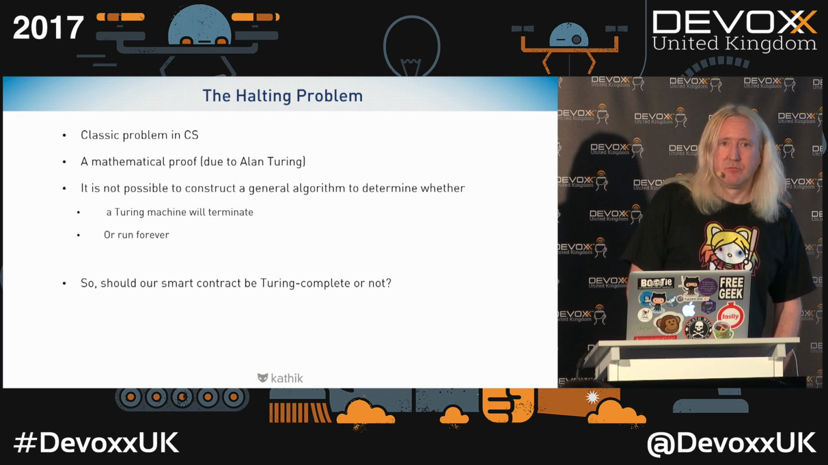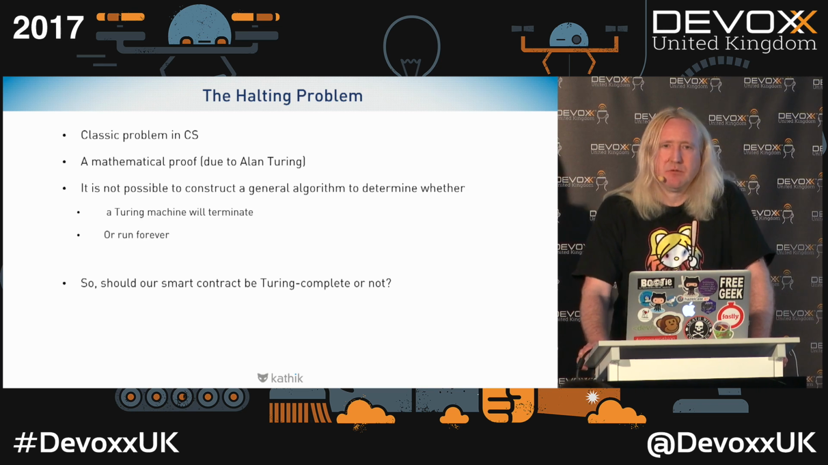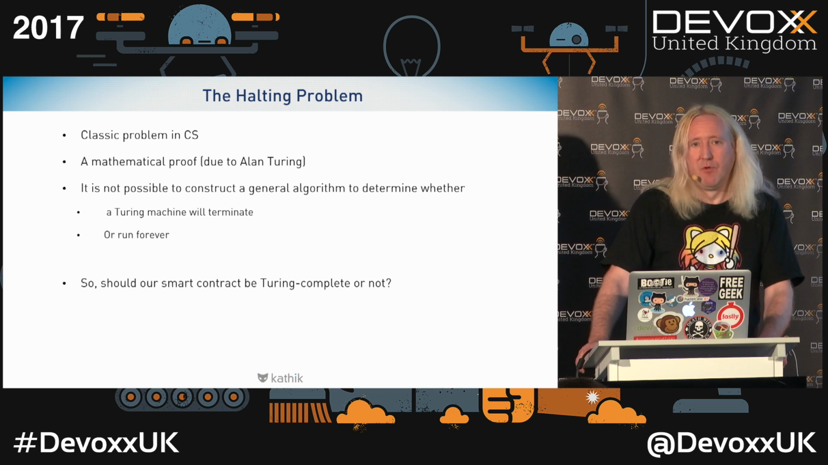Okay, so great, halting problem. What does that have to do with crypto? What does that have to do with smart contracts? Well, a smart contract is a program which runs on top of a digital distributed ledger like Bitcoin. Okay, because that's really what we're talking about.